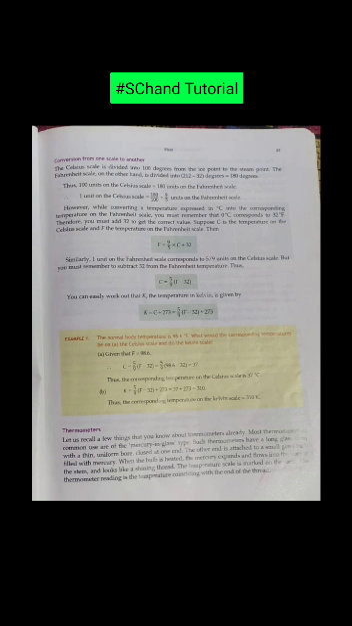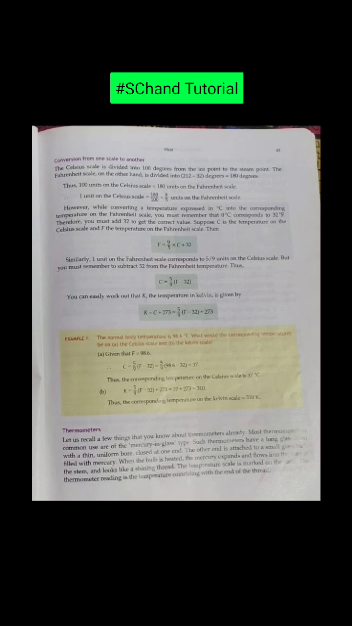So similarly, 1 unit on the Fahrenheit scale corresponds to 5/9 units on the Celsius scale. If you want to convert F into C, then C = 5/9 (F − 32). So you must remember this relation: K = C + 273 = 5/9 (F − 32) + 273. This is the relation of the three kinds of scale, how we can convert from one scale to another.